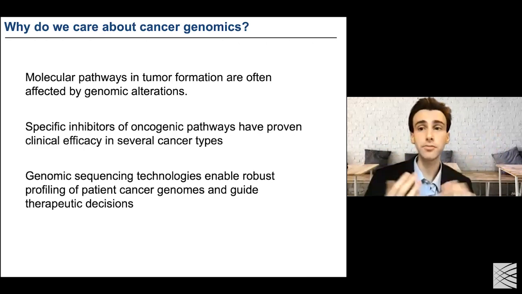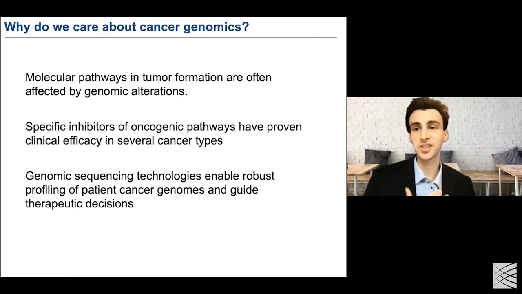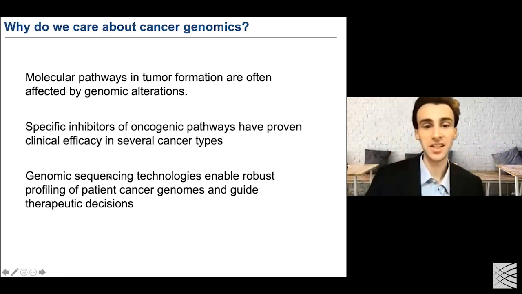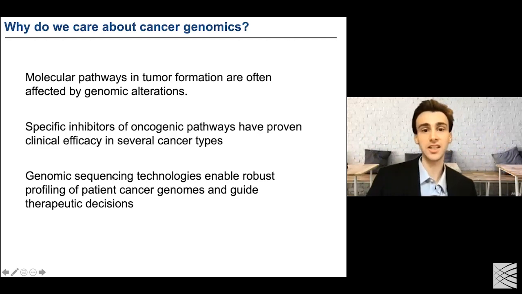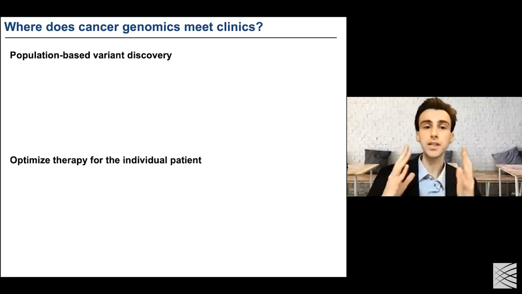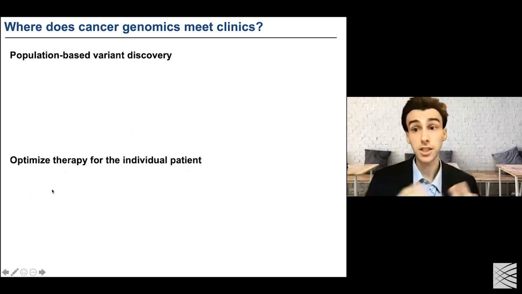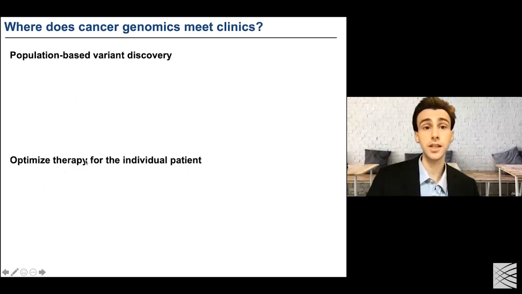And I think this is pretty remarkable, given that 20 years ago, the Human Genome Project was just completed for one genome, and now we can sequence an entire patient genome in clinical diagnostics. And I think it's really important to keep in mind that it is always this interplay of population variant discovery and optimizing the therapy for individual patients that makes cancer genomics very characteristic and interesting.